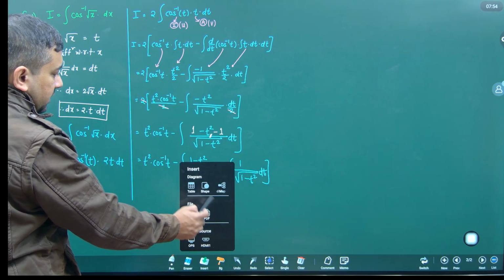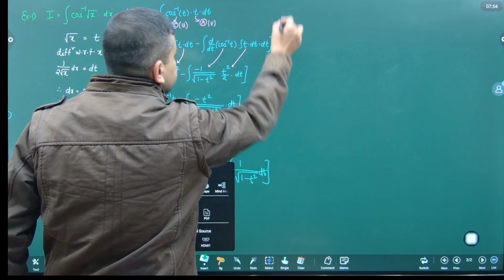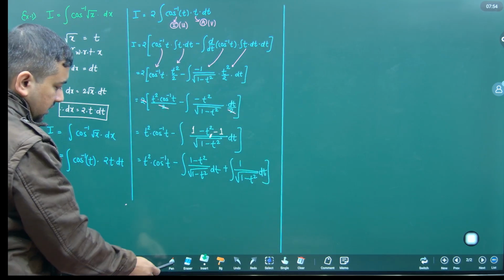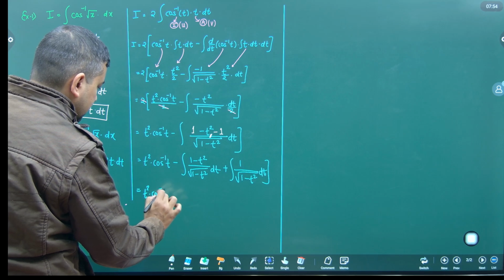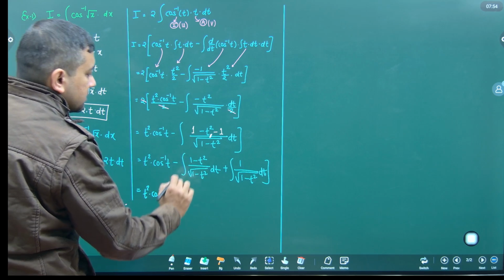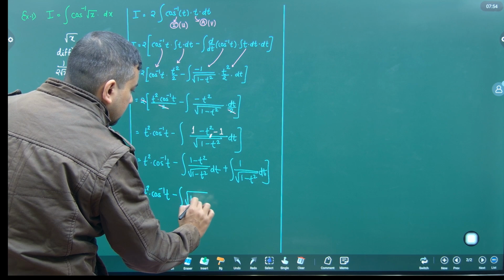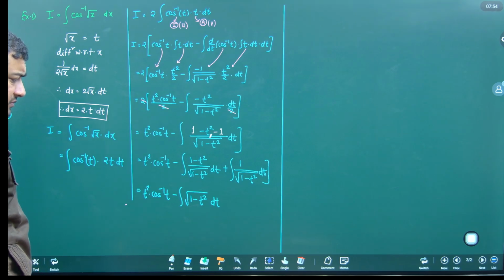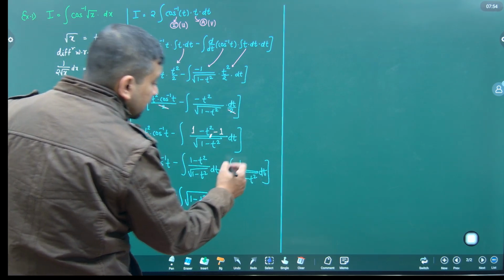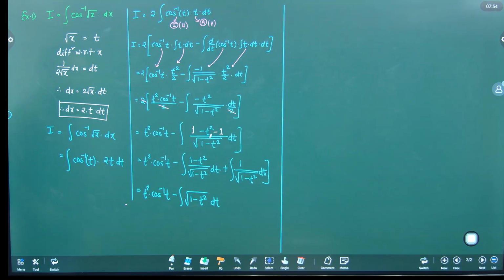So further it becomes, this is equal to t square into cos inverse t minus, this will result into what? Correct? Integral under root 1 minus t square. What is the integral of this? Integral 1 upon under root 1 minus t square dt. What will be the integral of this?